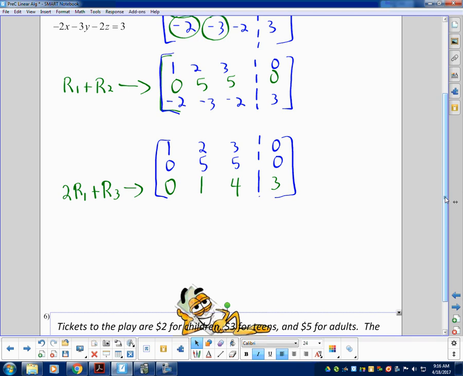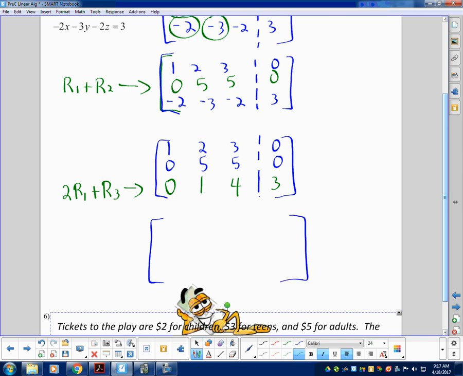-5, right. So, okay, what's not going to change? Okay, which rows are not going to change? 1 and 2. So let's copy them down.